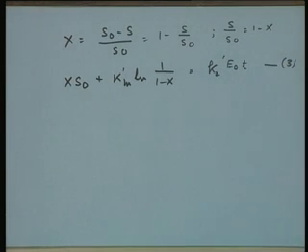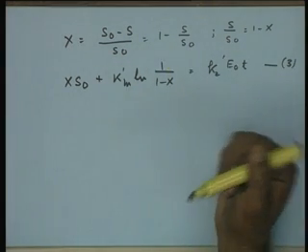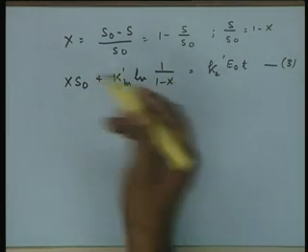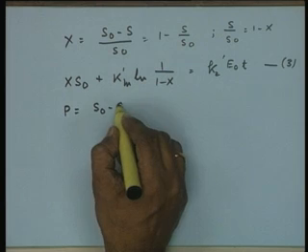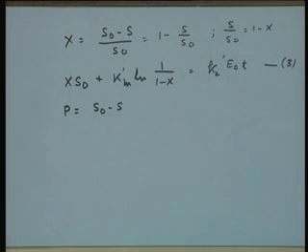The reactor performance equation for a batch reactor, of course, here we must also consider in the form of product concentration. Product concentration is nothing else but S naught minus S, assuming that it is a unimolecular reaction. That means 1 mole of substrate gives you 1 mole of product.